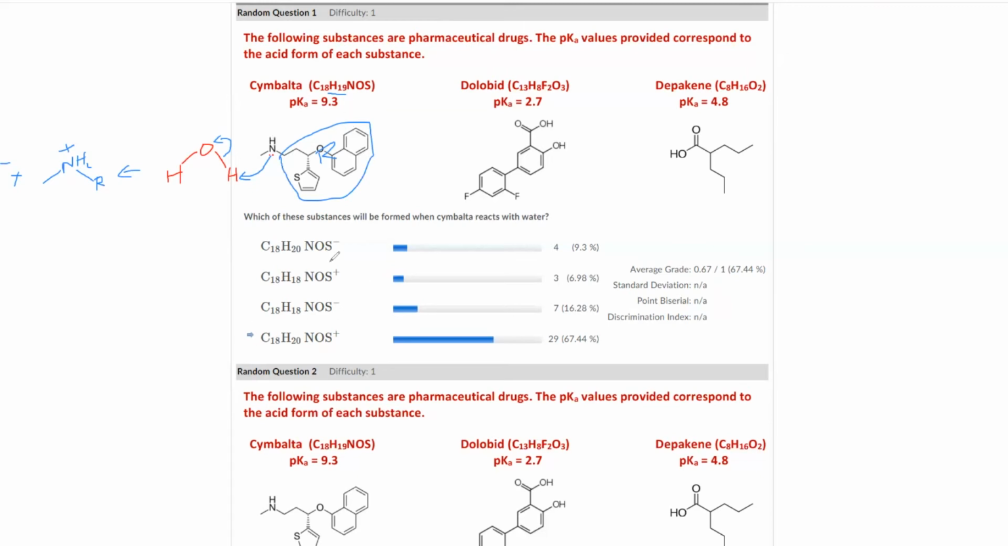So the correct answer is not 18. That one is out, but after accepting the proton, the charge has to be positive, not negative. That is out as well. The correct answer is the last option over here. Okay, moving down.